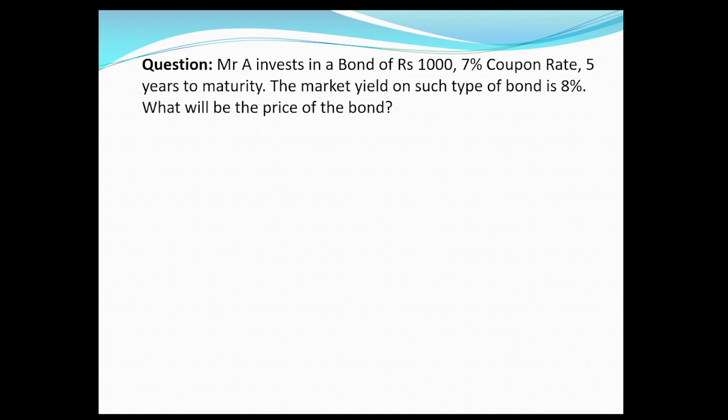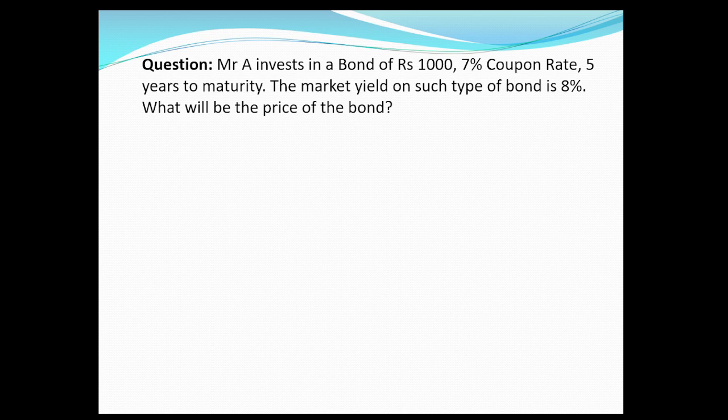Suppose Mr. A invests in a bond of rupees 1000. 7% is the coupon rate. Coupon rate means interest rate. 5 years to maturity. This is the life of the bond. The market yield on such type of bond is 8%. Market yield means nowadays the new bonds are paying 8% rate of interest. So what will be the price of the bond?